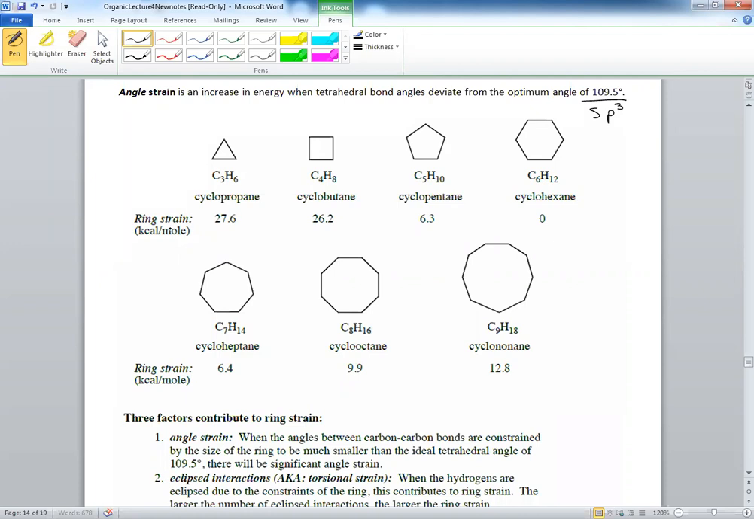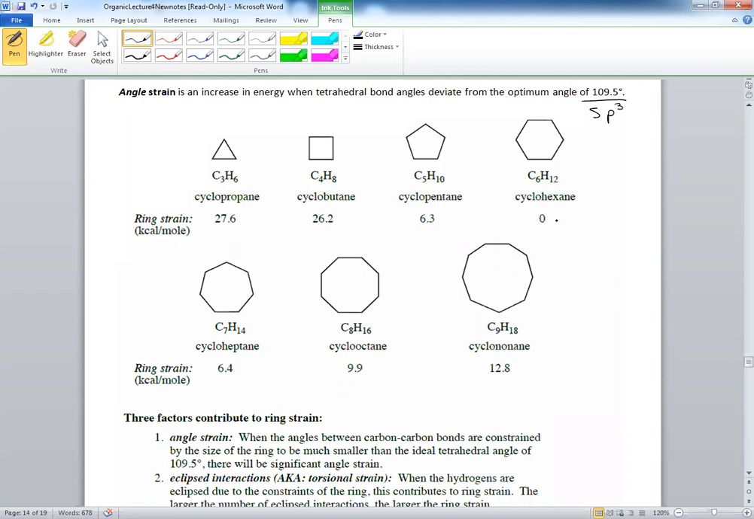So if we look at the ring strain in terms of energy, and remember, higher energy means less stability. For cyclopropane, we notice that it's at 27.6 kilocalories per mole. So that's high, actually. We notice that when we go to cyclobutane, it is 26.2, so it's going down. You notice that the angle is kind of expanding and it's not as strained as this one. And if you go to cyclopentane, the strain goes down significantly to 6.3. And then with cyclohexane, it's actually 0.